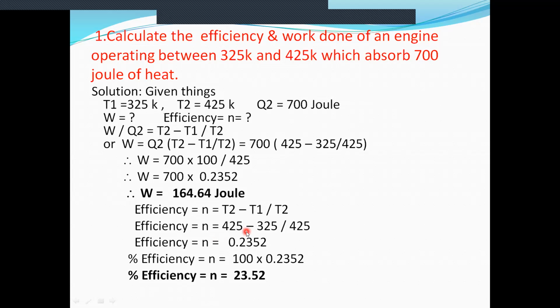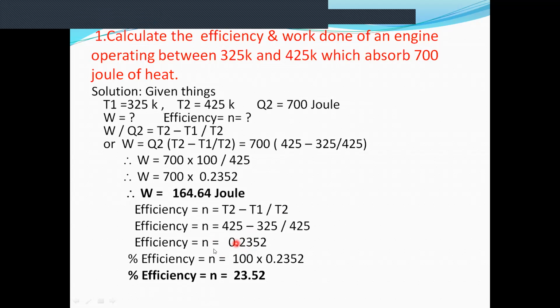And we have seen that efficiency is always less than 1. So here how much is your efficiency? It is less than 1. See, the efficiency value is 0.2352, that is less than 1.